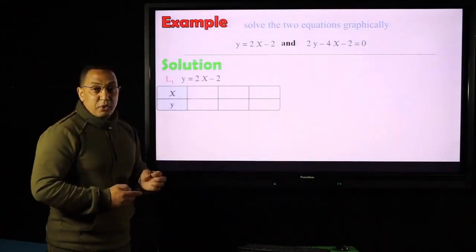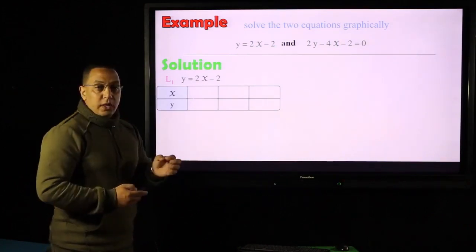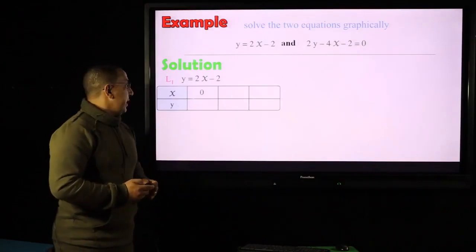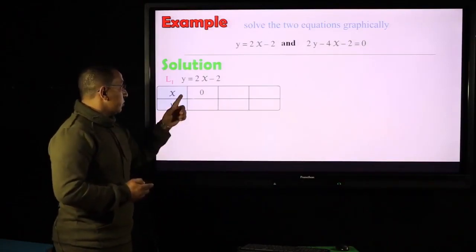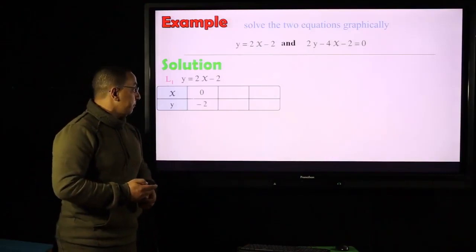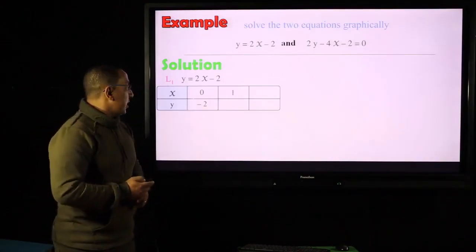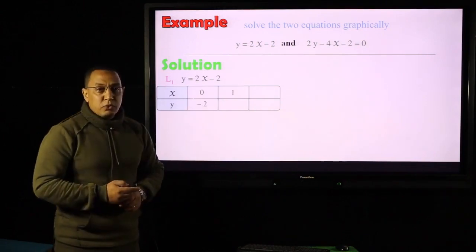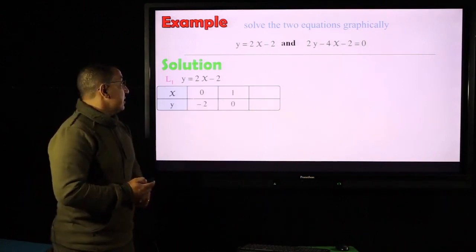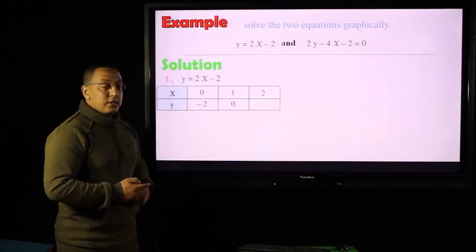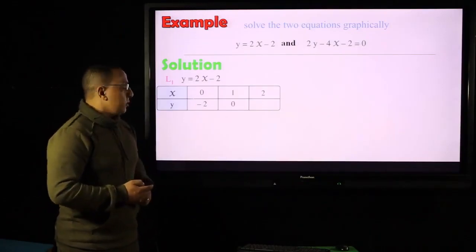In place of x, I'm going to write 0, 1 and 2 as usual. In place of x, I'm going to write 0: 2 times 0 minus 2 equals negative 2. And in place of x, again, I'm going to write 1. So it will be 2 times 1 minus 2 equals 0. Here I'm going to write 2 again in place of x: 2 times 2 minus 2 equals 2.